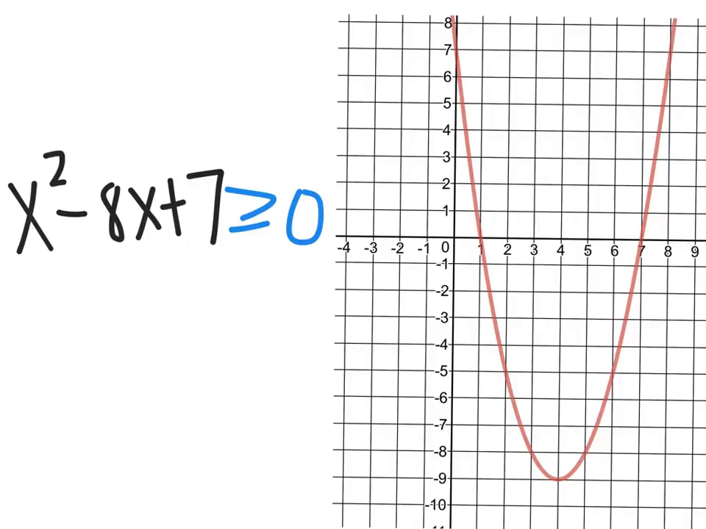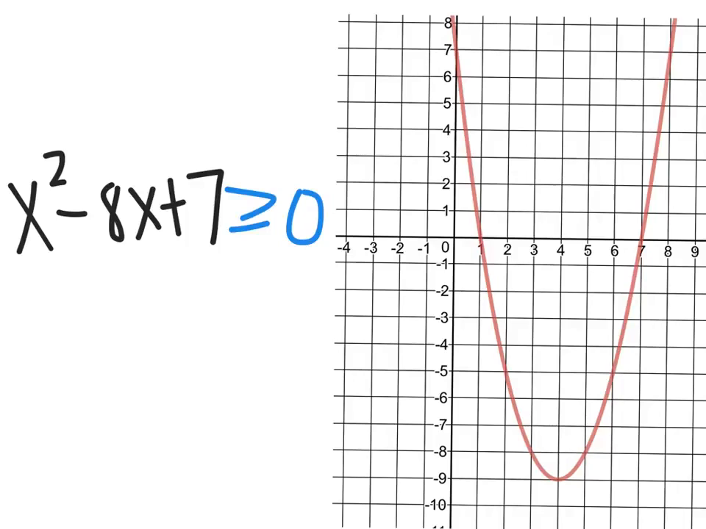So this is the graph of x squared minus 8x plus 7, and I want to know when this graph is greater than or equal to 0. So if I'm looking for where this piece is greater than or equal to 0, am I looking at the part that's above the x-axis or below the x-axis? Above, because anything above the x-axis is going to be positive.